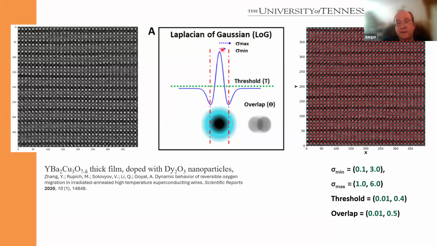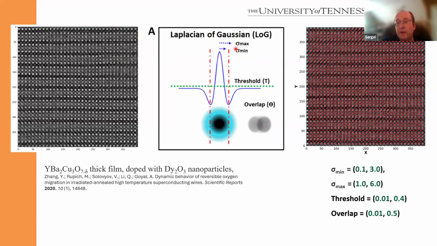So it has the position. This is how the Laplacian of Gaussian roughly looks like. There are parameters: the overlap that we allow between blobs, the threshold parameter, sigma min and sigma max. They are very easy to define in this image. And if we want to apply the Laplacian of Gaussian to find all the atoms in this image, we need to tune these parameters just right.